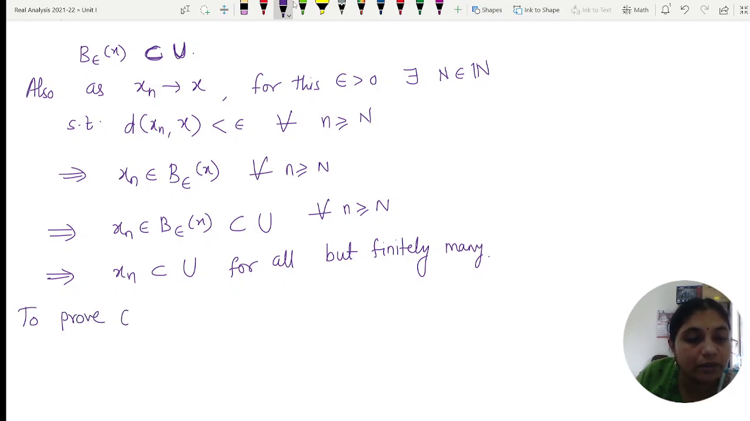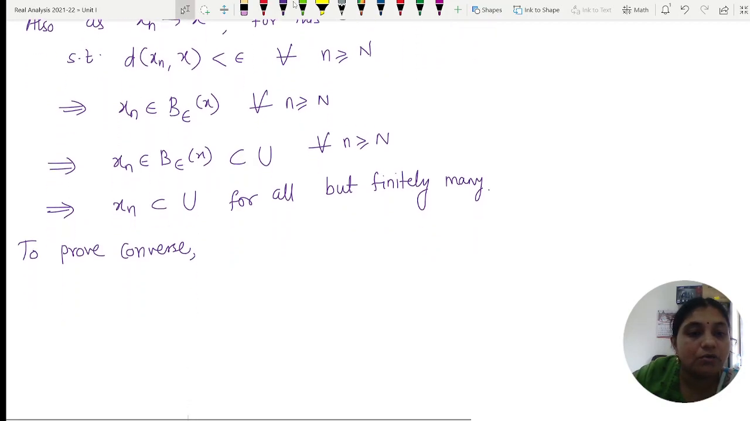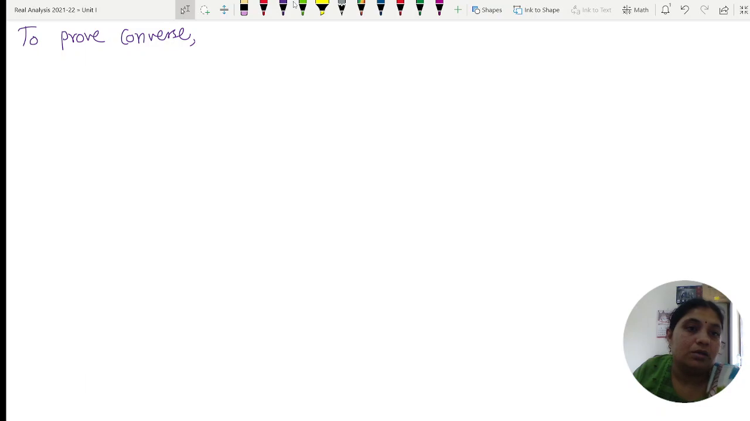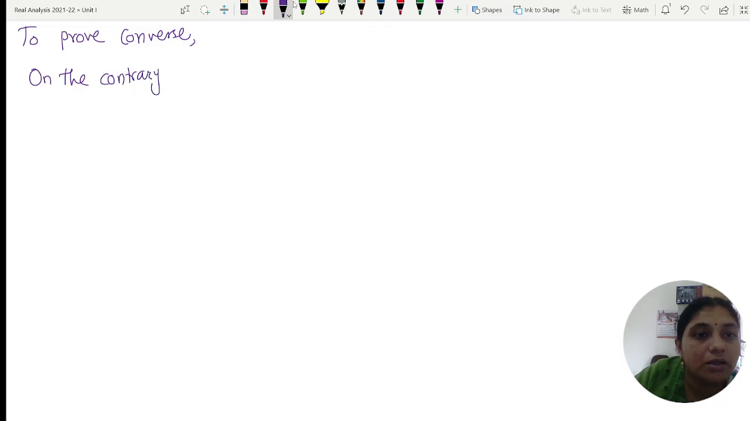Now to prove the converse, what do we have to assume? Suppose now, whenever xn converges to x in U, xn belongs to U for all but finitely many, and we have to prove then U is an open set. So to prove the converse, we will prove this other part by contradiction. On the contrary, assume U is not open.